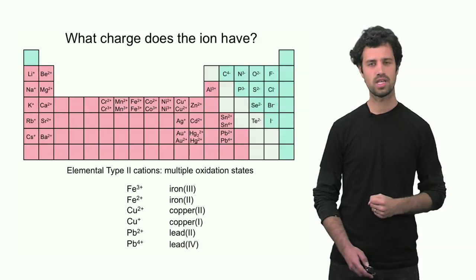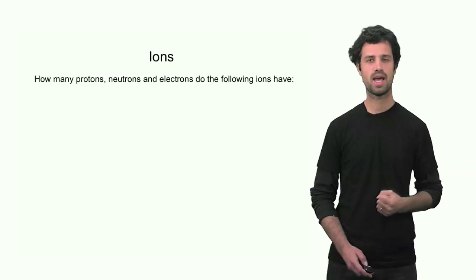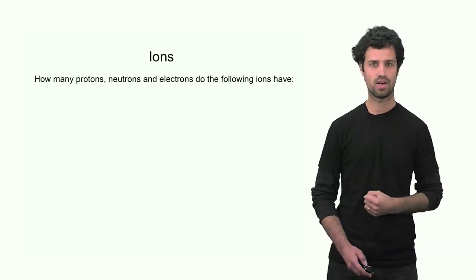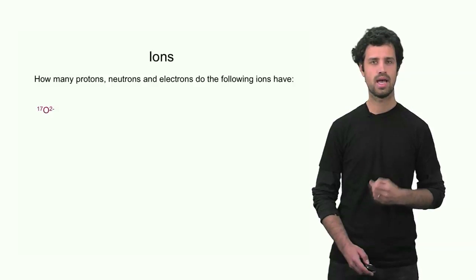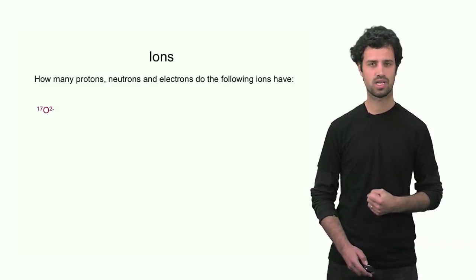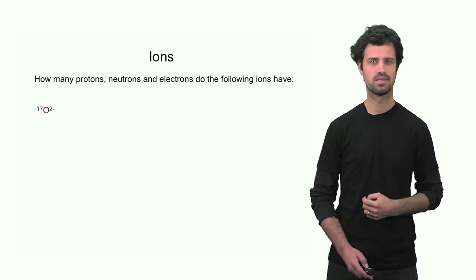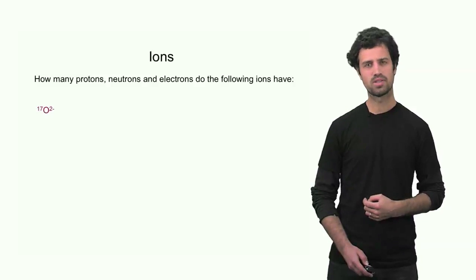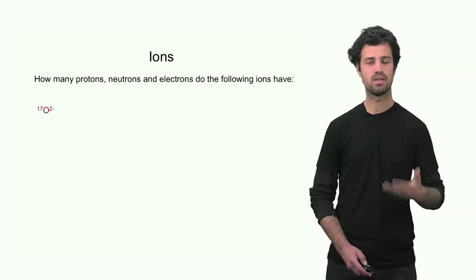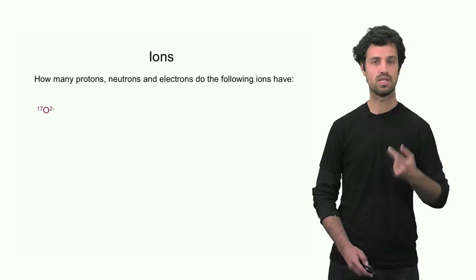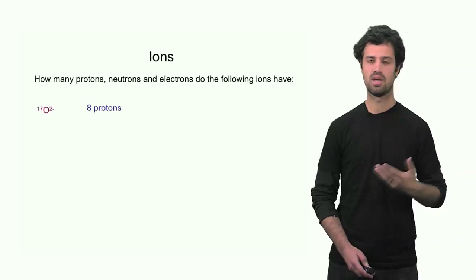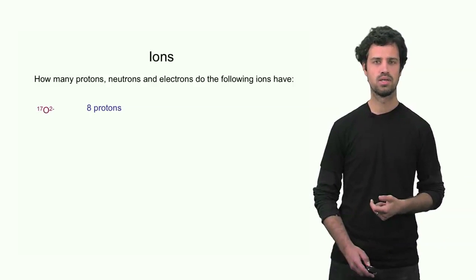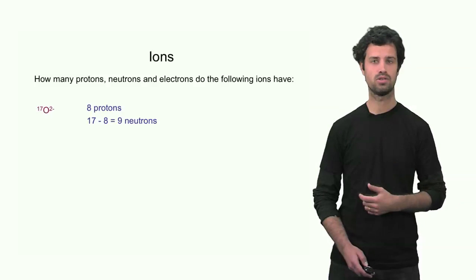So let's finish this segment by doing the same exercise as the one we did at the very beginning of this segment. Let's look at oxygen 17, 2-. This is an anion. And let's find out how many protons, neutrons, and electrons this anion has. The number of protons has not changed. It is defined by the element itself, the atomic number of the element, which is 8. So it has 8 protons. The number of neutrons also has not changed. It is 17 minus 8, which is 9 neutrons.